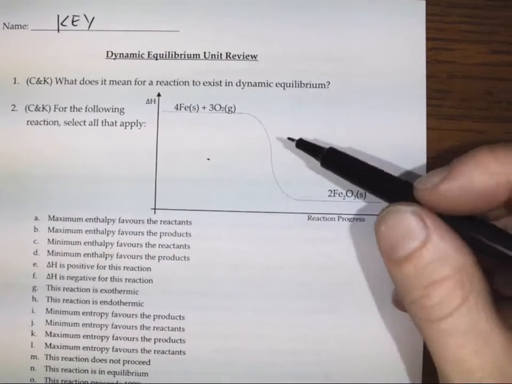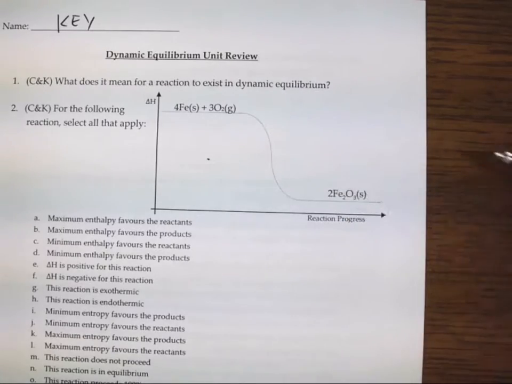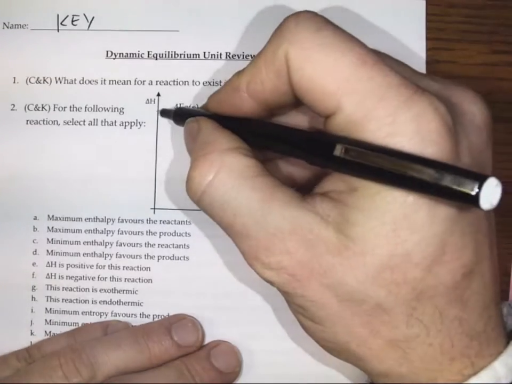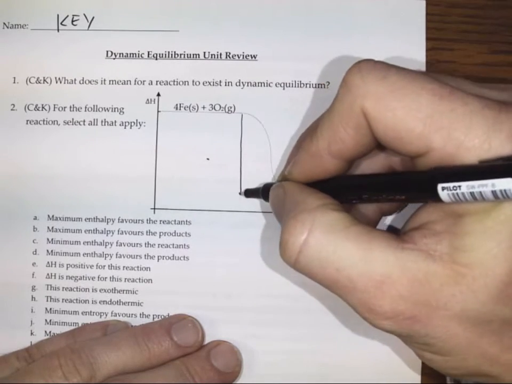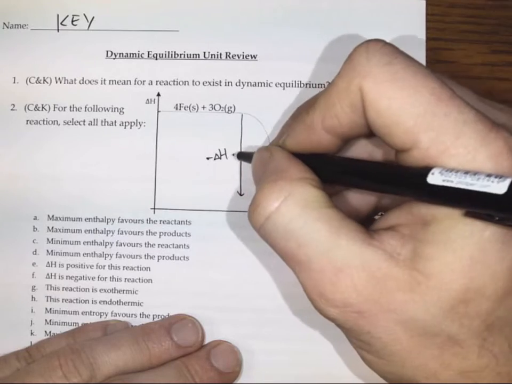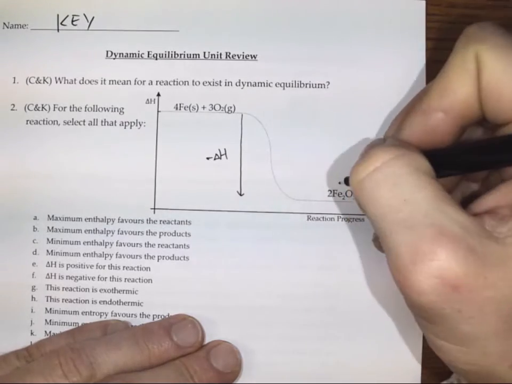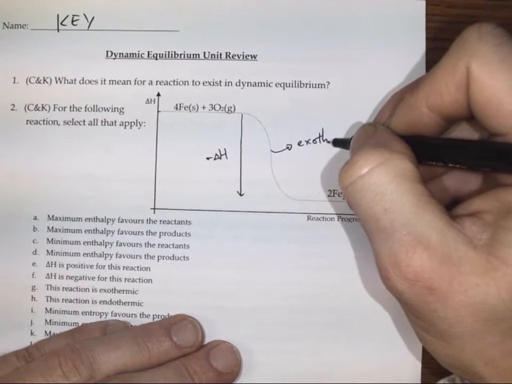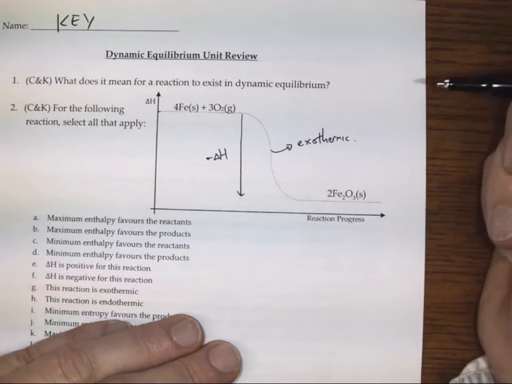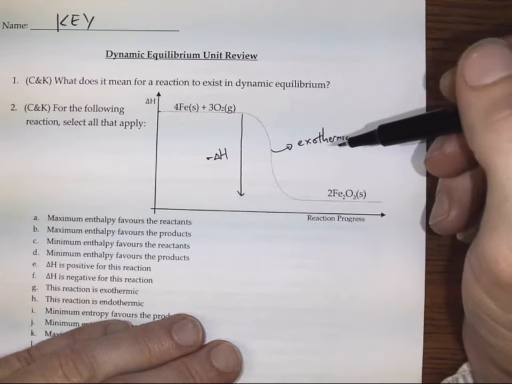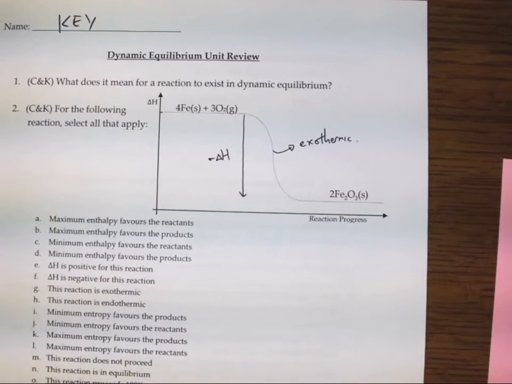It looks like it is exothermic. Looks like the enthalpy and the energy in these bonds is being lost to the system, to the environment, to the universe. We're losing energy, and that means this is exothermic. So we know it's exothermic. Let's take a look at some enthalpy arguments.